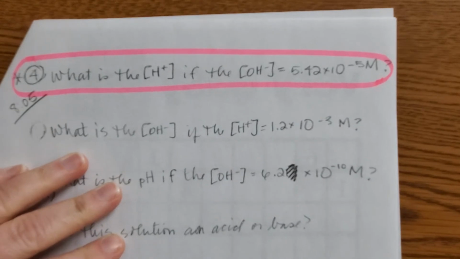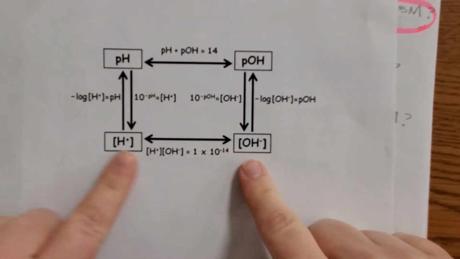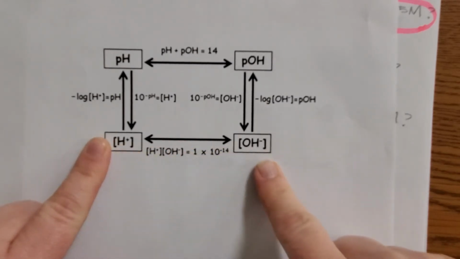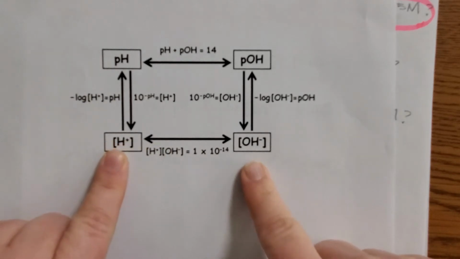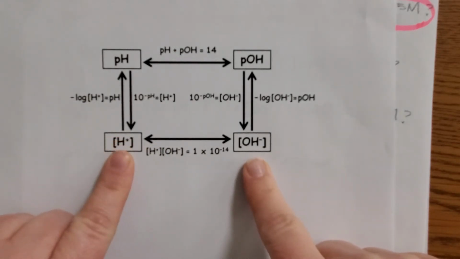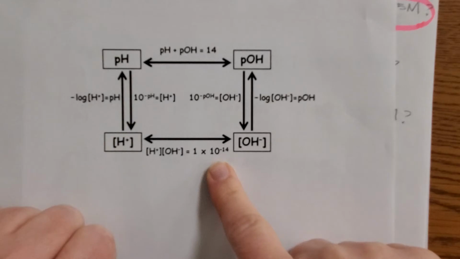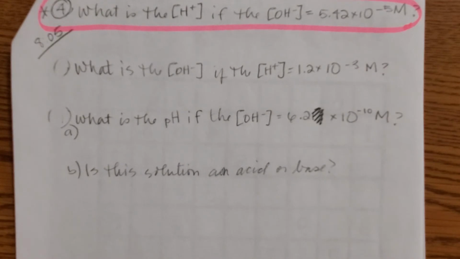Let's look on our graphic. I am given my hydroxide concentration, and I want to find my hydrogen concentration. It doesn't matter which way I'm going. Those two things multiplied together will give me 1 times 10 to the negative 14. So when these are my given and my unknown, to find my answer, it's just going to be 1 times 10 to the negative 14 divided by my given. This type of question is solved this way. Let's do this one.